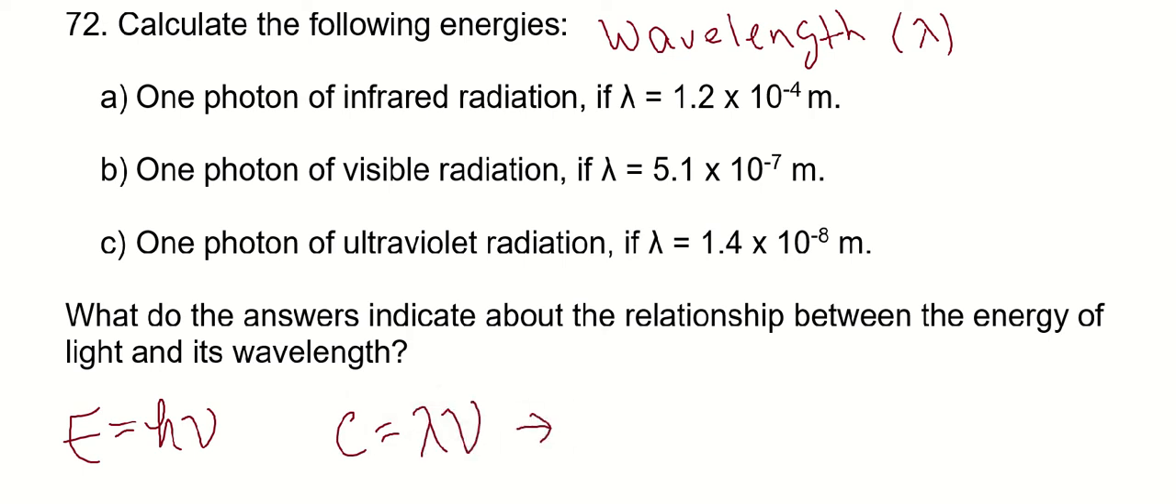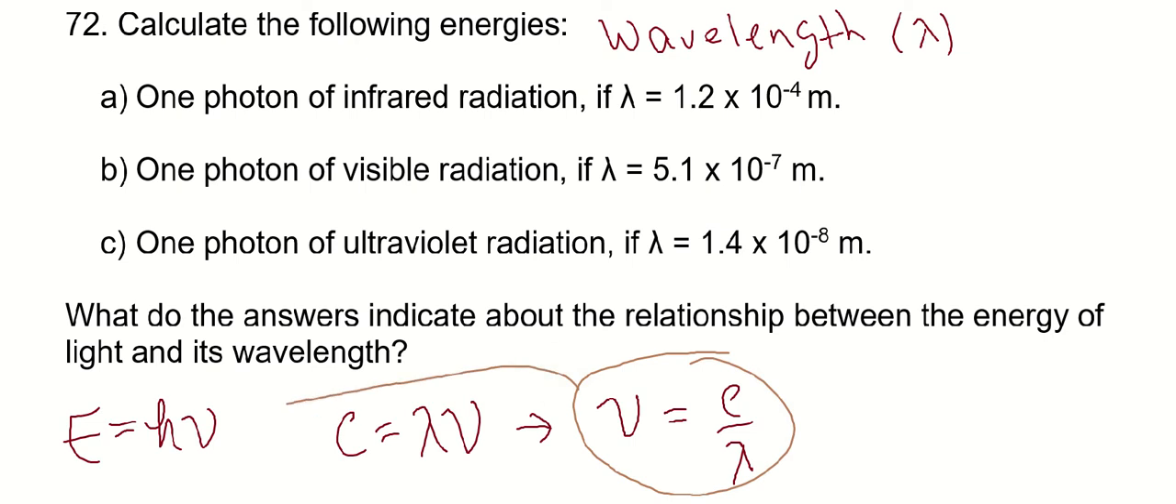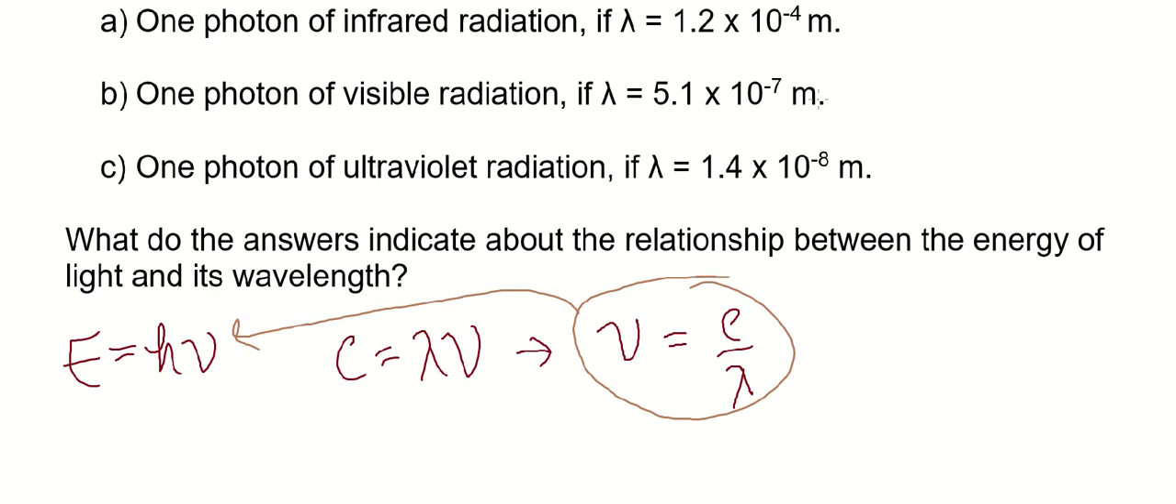We can rearrange that and isolate for frequency by dividing through by lambda, the wavelength, and you get speed of light over wavelength is equal to frequency. We can substitute that in, and what we get is that energy is equal to Planck's constant times the speed of light over wavelength. So that's the equation we'll use for A, B, and C.